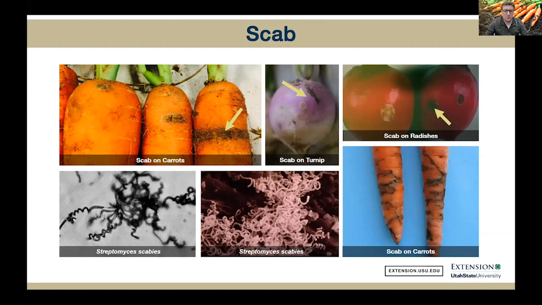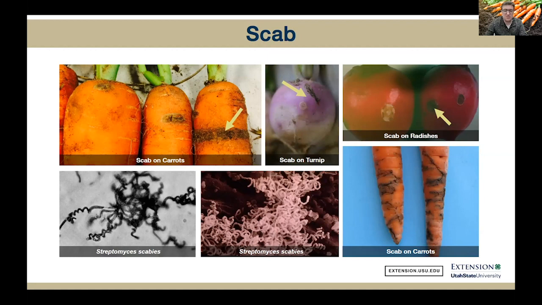And it can cause a wide variety of symptoms. There are no above ground symptoms, so it's only on the root portions. And you can see where it has these pitted and raised lesions. On the carrots, it's almost like a stripe. And then you can see the black lesions on the turnip and radish as well.